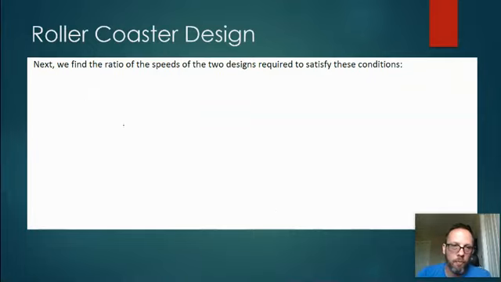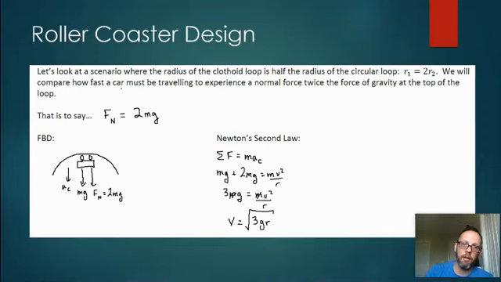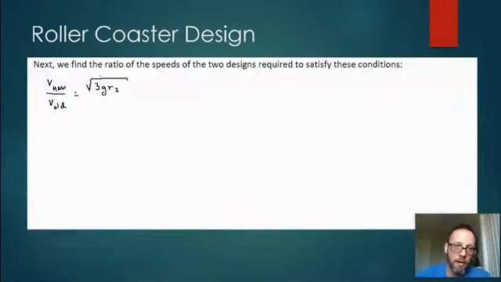So we're going to look at a ratio of the speed with the new coaster design to the speed of the old coaster design. The speed of the new coaster design would be the root of 3 times g times r2, right? r2 is the radius of the new roller coaster design. The old roller coaster design had a radius of twice that radius, so 3 times g times 2r2.